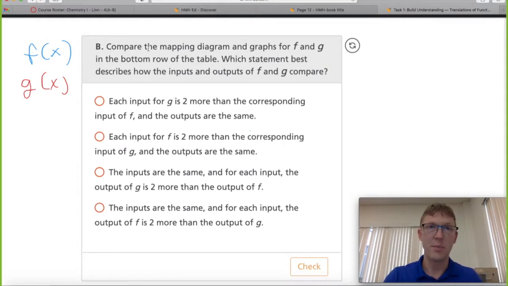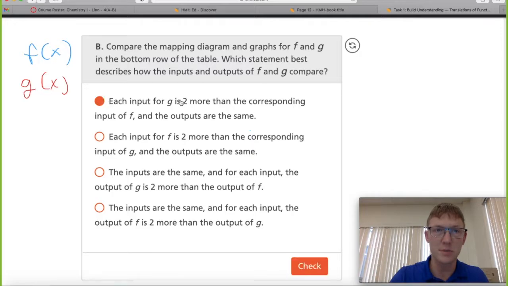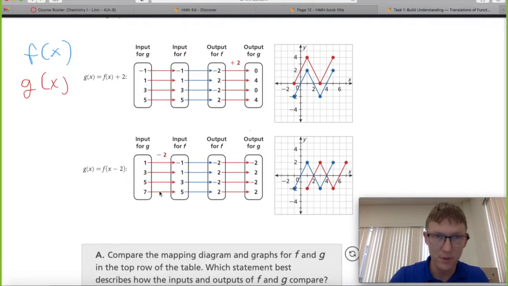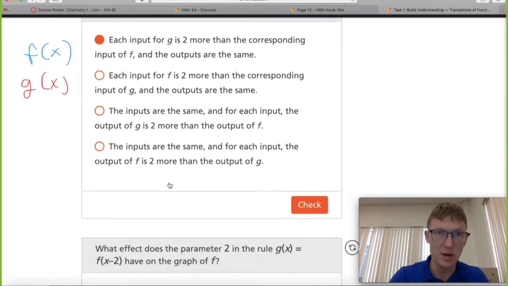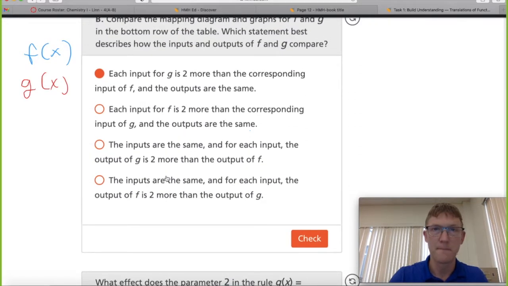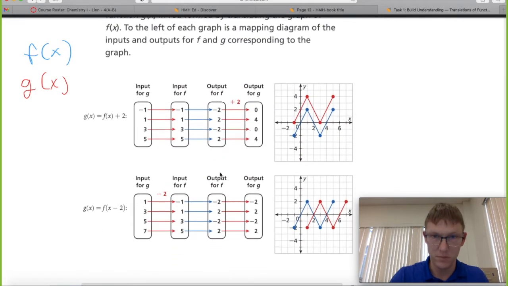So now compare the mapping diagram of f and g in the bottom row of the table. Which statement best describes how the inputs and outputs in f and g compare? So each input for g is 2 more than the corresponding input for f. Yeah, so g is greater than f. And the outputs are the same.